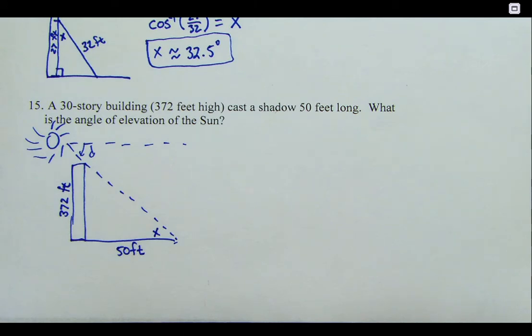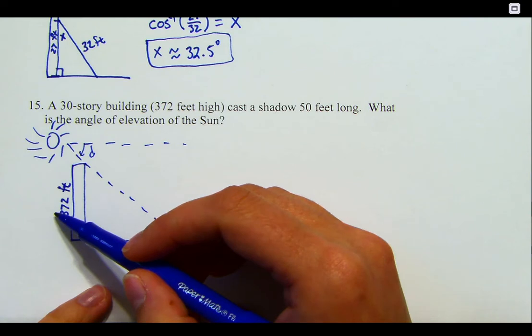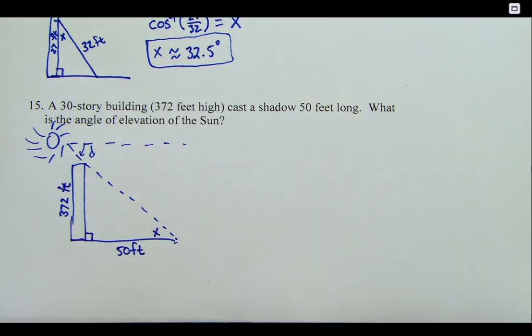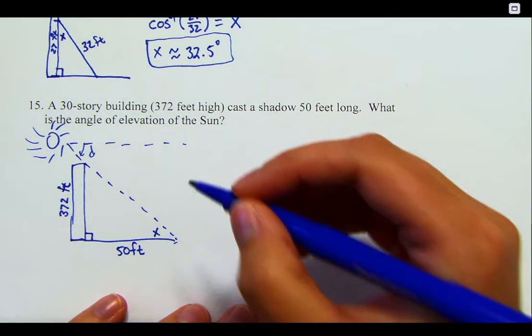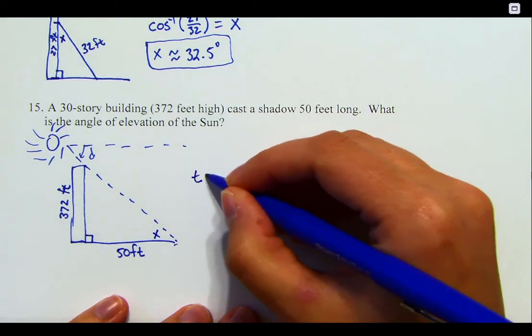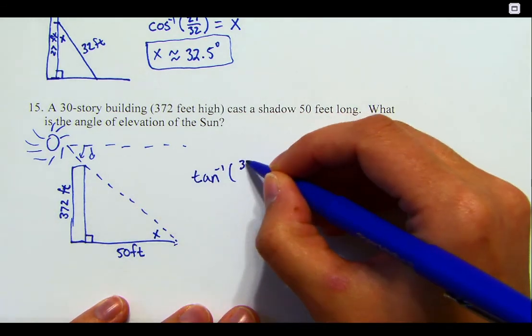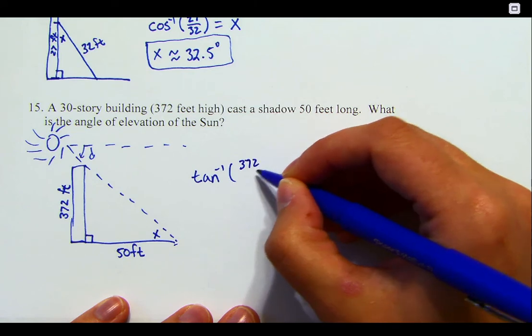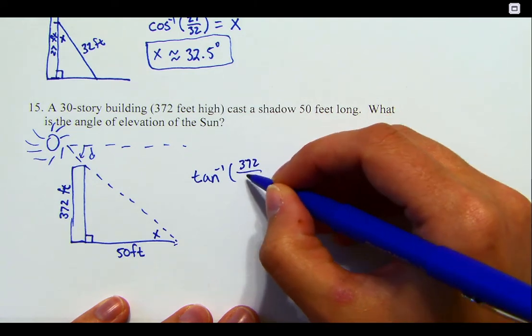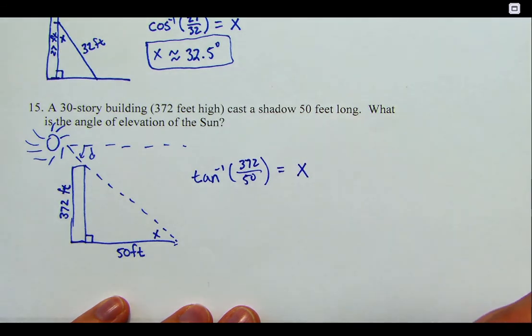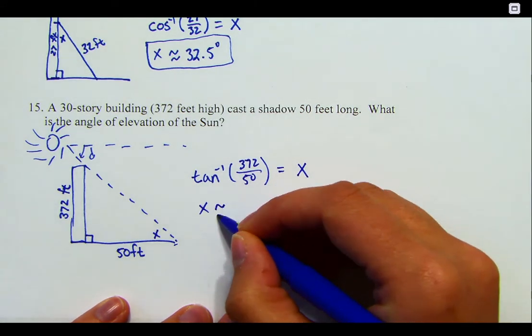Now, this is my angle. I have opposite and adjacent, so we're assuming that this is my right angle, and that's going to be tangent. And again, because we are finding an angle, we are using the inverse. So we will have the inverse tangent of 372 divided by 50. So that is going to be equal to our angle. At this point, I'm ready to type it in.